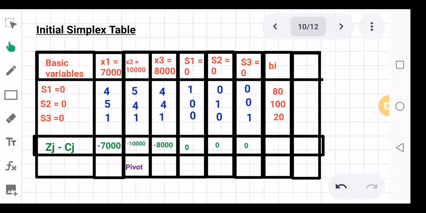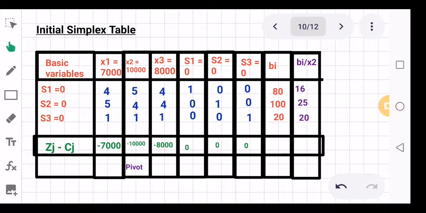Now I have taken this as bi divided by x2. Bi is this, which is the assumed feasible solution, but this is not the feasible solution. So we'll be dividing bi by the pivot column. The pivot column values are 5, 4 and 1. So 80 divided by 5 is 16. 100 divided by 4 is 25. 20 divided by 1 is 20. That's how we got all these values.